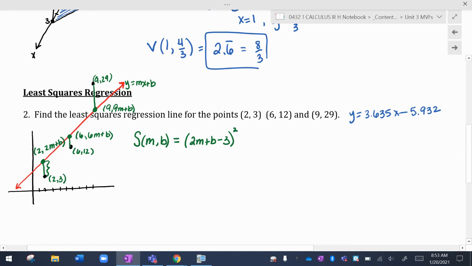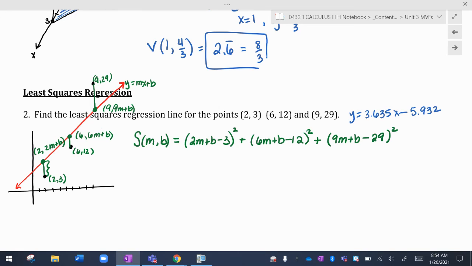Now, I am going to square that because I don't know if the line is above the point or below the point. So I don't know if I was supposed to be subtracting 3 minus 2m plus b or 2m plus b minus 3. So by squaring it, I don't care because it's going to be positive anyway. Then the next one is going to be 6m plus b minus 12 squared. And then the last one, 9m plus b minus 29. All I'm doing is taking the difference in the y coordinates and then squaring them. I want to minimize the value of S of m, b.